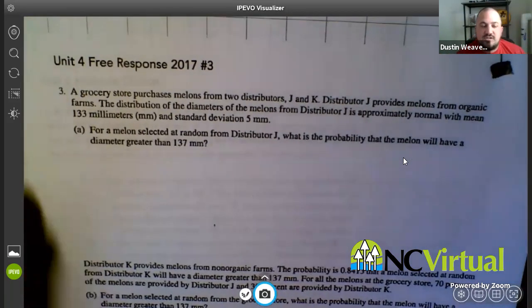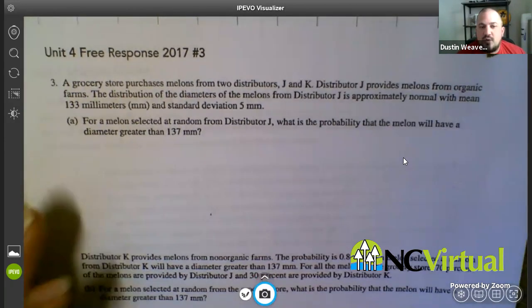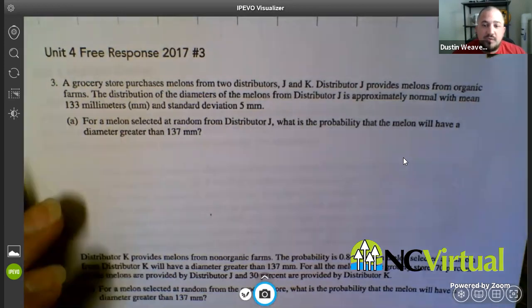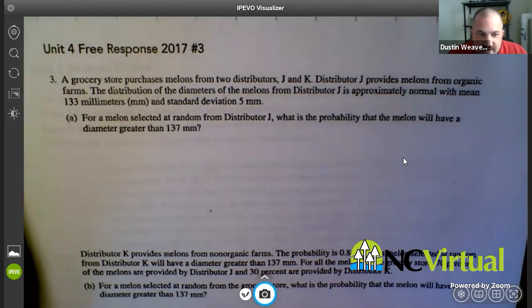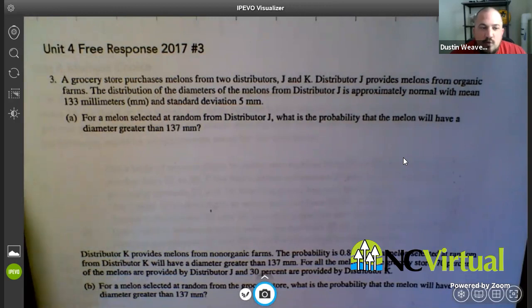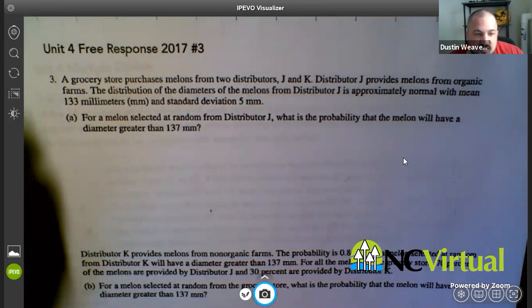Okay, so that takes us through all of Unit 4. So let's look at one of the Unit 4 free response questions. This is Unit 4 free response, 2017 question number 3. It says, a grocery store purchases melons from 2 distributors, J and K. Distributor J provides melons from organic farms. The distribution of the diameters of the melons from distributor J is approximately normal, with a mean of 135 millimeters and a standard deviation of 5 millimeters.